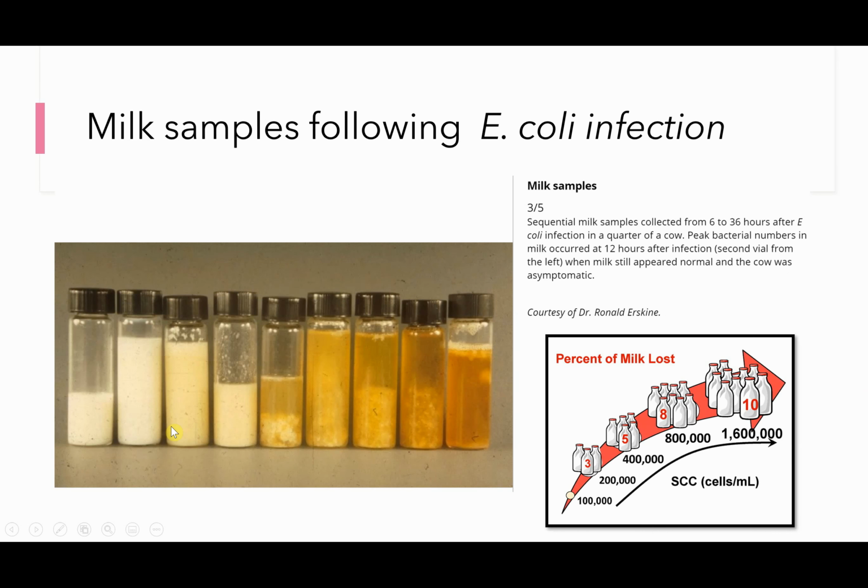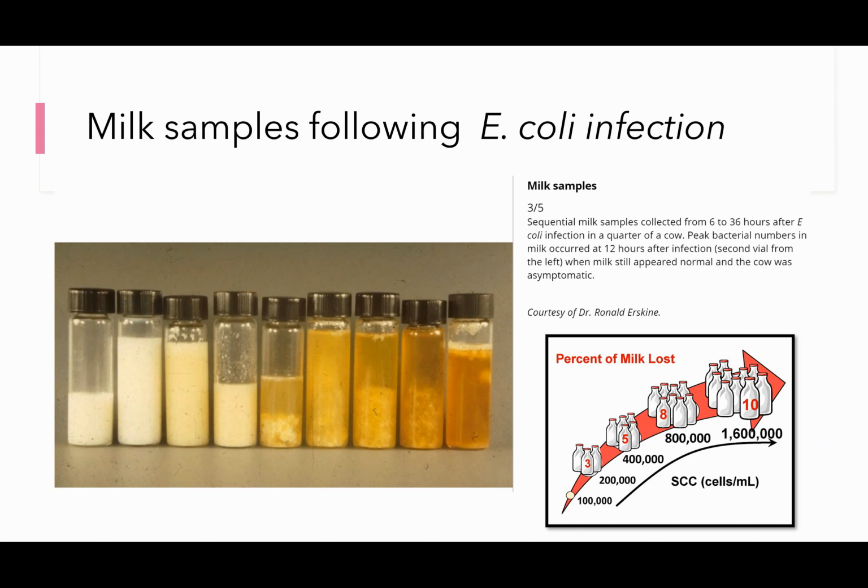Now, this picture is sequential milk samples collected from cows from 6 to 36 hours after they were infected with E. coli into one specific quarter of the mammary tissue. Now, the bacteria numbers peaked in the second vial from the left, though if you look at the milk still appears normal, and the cow was asymptomatic. So it's easy for producers, for these cows to be able to be sent through, be milked like normal, and the milk enter into the stock.